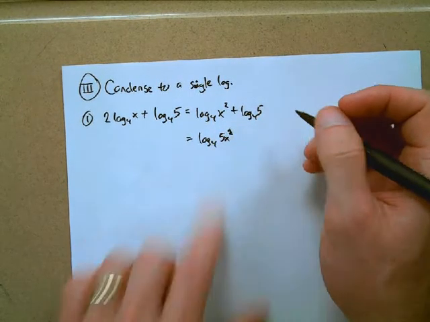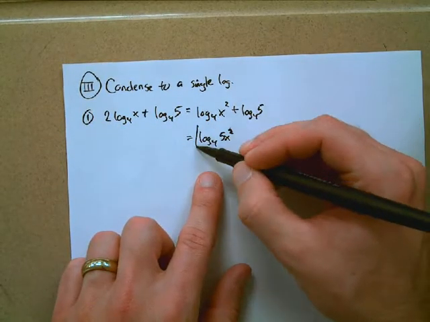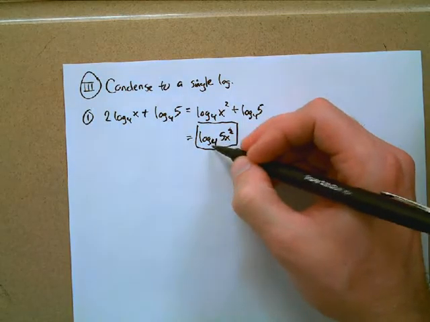Okay. So again, the 2, we just use the properties in reverse. 2 comes back up as the exponent. We undo the addition, put them back together as a product, 5x squared.